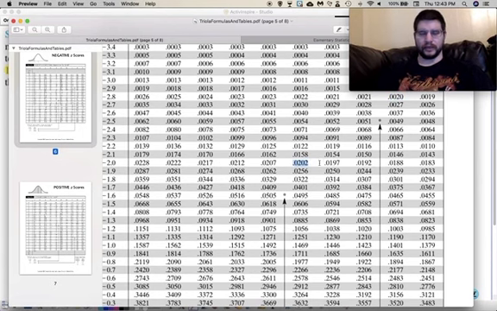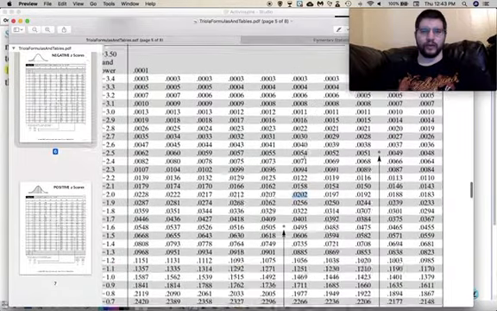So this one's 0.02, this one's 0.02, this is 0.03. This one's close, so we're going to use negative 2.05.